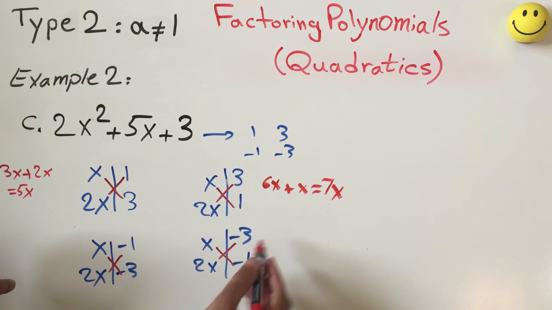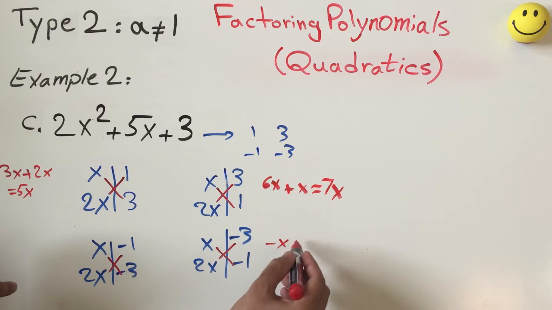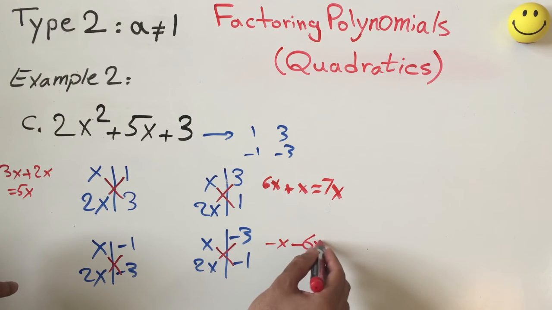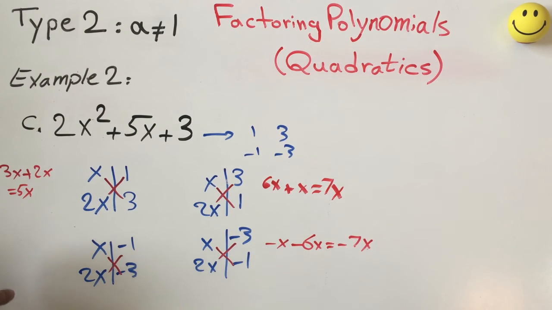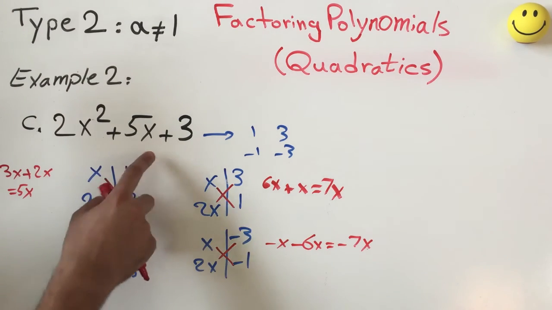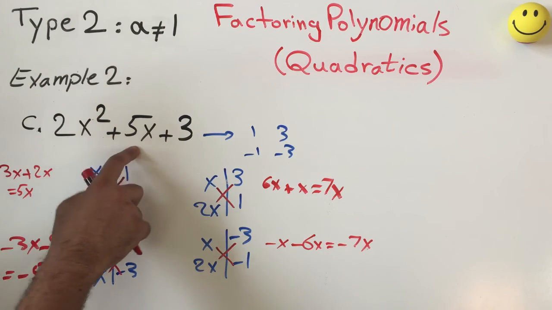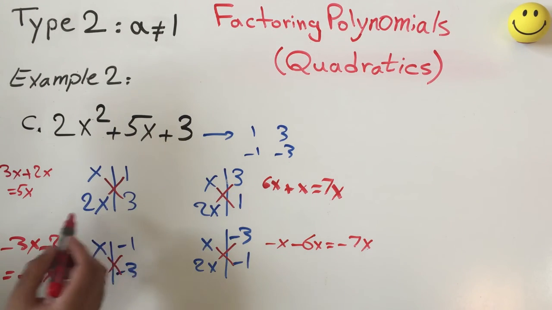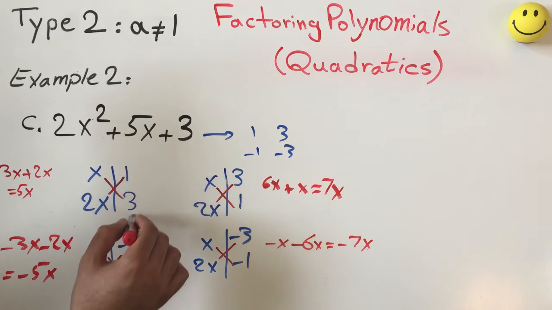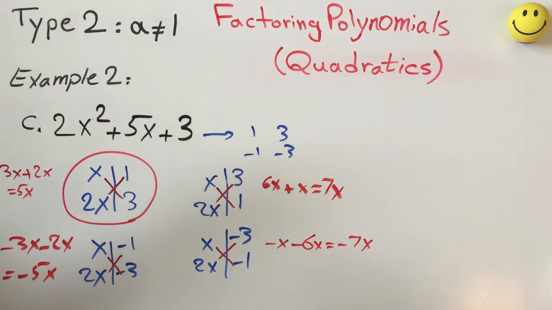How about this one? This is negative x minus 6x, which is negative 7x. I don't need that. I need 5x. Here it's negative 3x minus 2x, which is negative 5x. So again, I need positive 5x. So now I found that this is the correct combination.